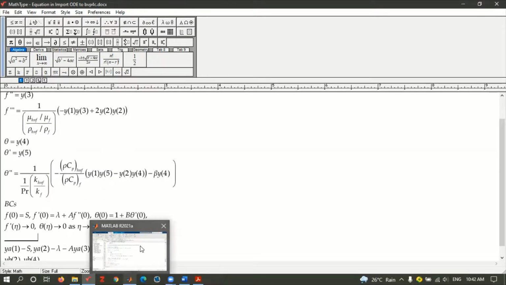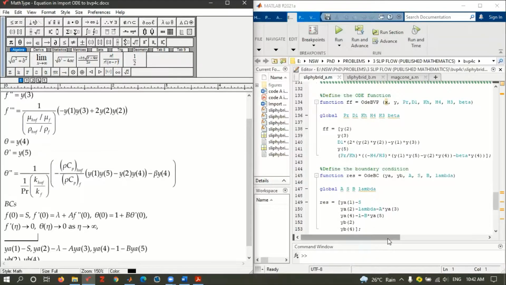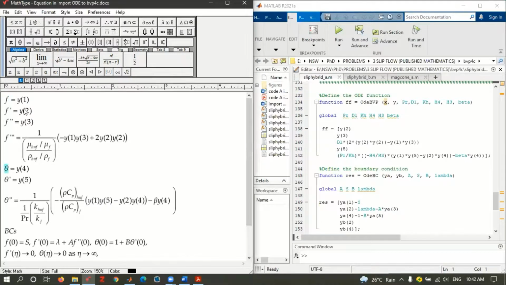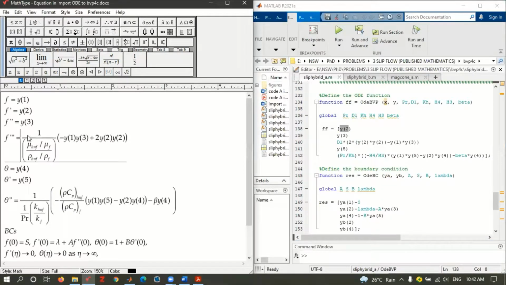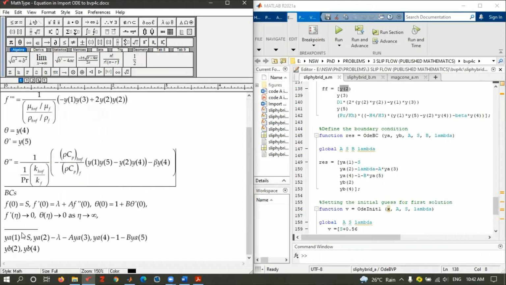And in this code, here I just show you how it is written. In this case, we just skip the functions without differentiation. For example, here we skip f and theta. So here we start with y2 and then y3. Okay, and then this one is the ODE. And then y4 we skip, and then we go for y5, and the last one is this. Okay, the same goes for the boundary conditions. We just put all of these conditions here.